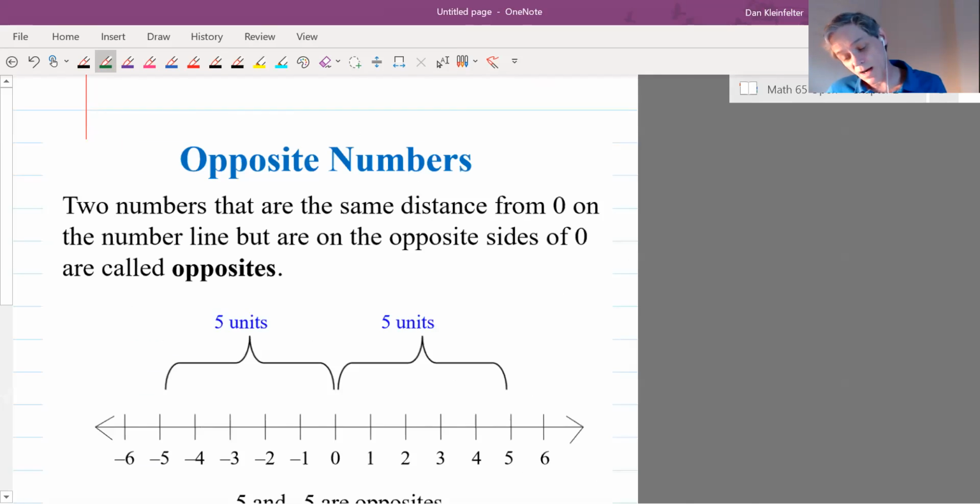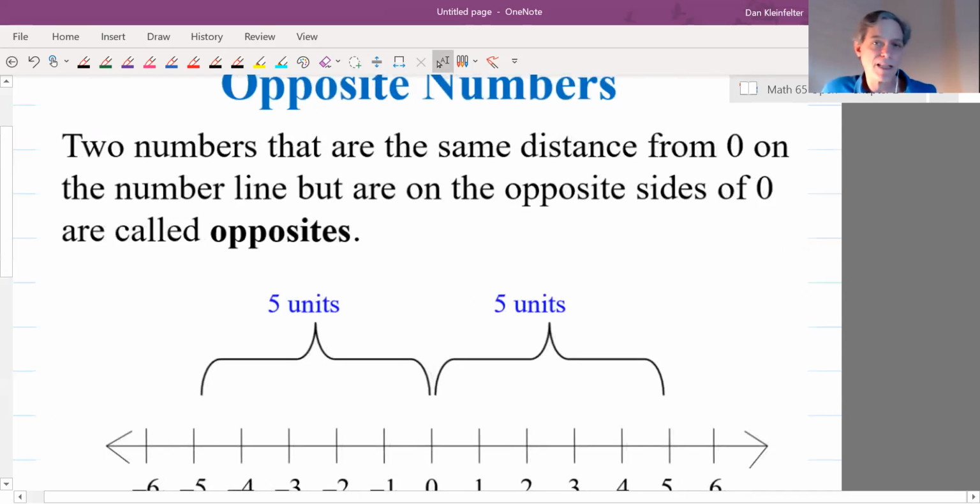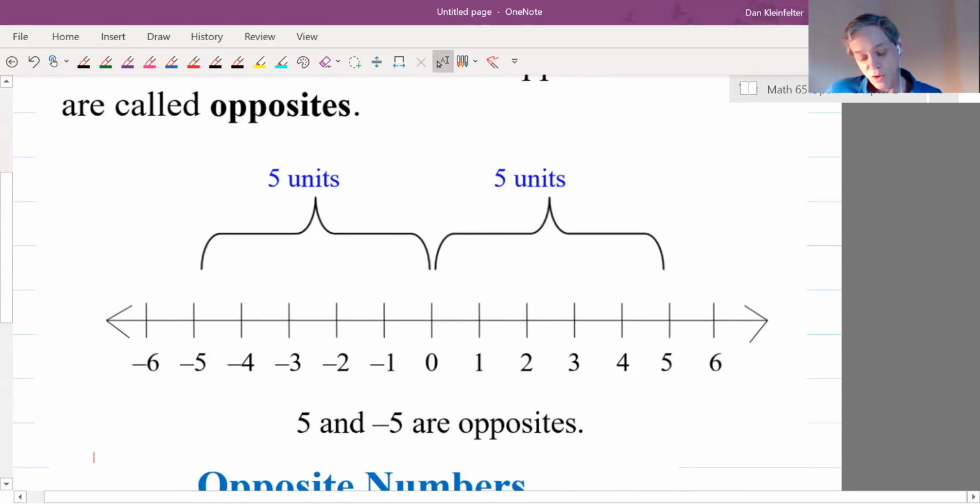Speaking of opposites, more on opposites. I'd mentioned this before, but we go into that in more detail here. Two numbers that are the same distance from 0 on the number line, but are on opposite sides of 0, are called opposites. So 5 and negative 5 are opposites because they're both 5 units from 0. One's on the right, one's on the left. Similarly, 7 and negative 7 are opposites. Negative 6 and 6 are opposites. 7 and negative 7 are both 7 units from 0. 6 and negative 6 are both 6 units from 0.